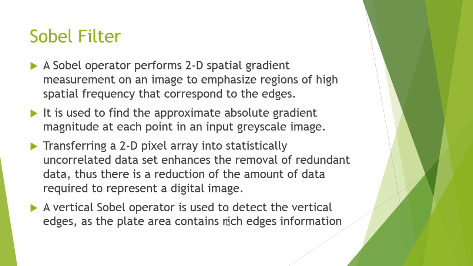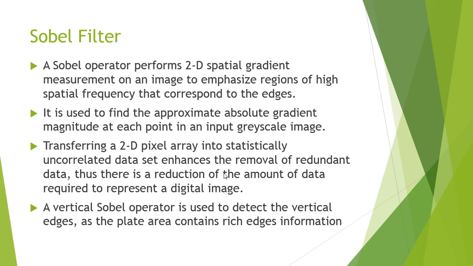Sobel filter. A Sobel filter is used for edge detection, and we will see how exactly a Sobel filter works. A Sobel operator performs two-dimensional spatial gradient measurement on an image to emphasize the regions of high spatial frequency that correspond to the edges. It is used to find the approximate absolute gradient magnitude at each point in an input grayscale image. Transforming a 2D pixel array into a statistically uncorrelated dataset enhances the removal of redundant data. Thus, there is a reduction of the amount of data required to represent a digital image.